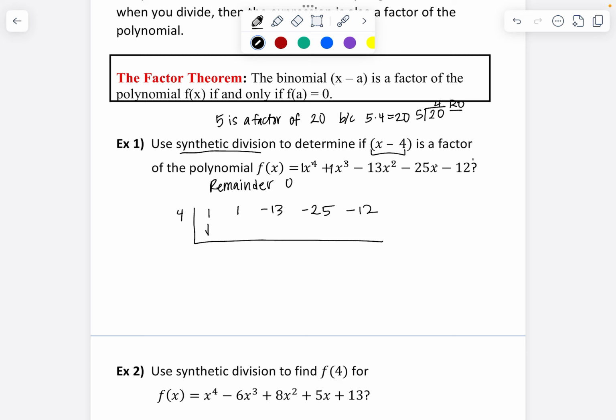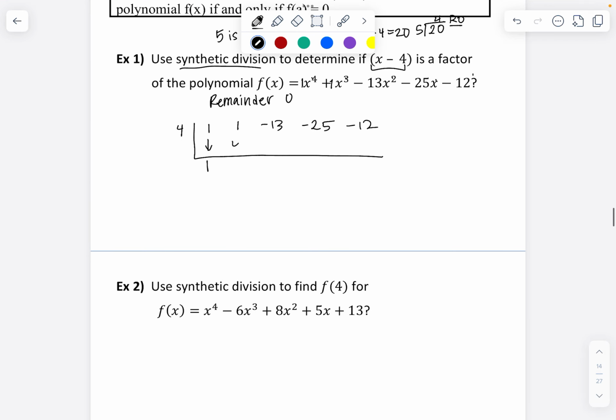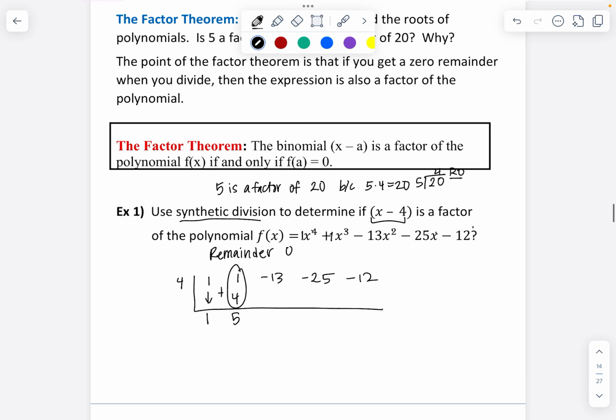And so first step, bring down the 1, multiply. 1 times 4 is 4. Add these two numbers and you get 5. Multiply 5 times 4 and you get 20. Add these two numbers and you get 7. 7 times the 4 is 28. Add these two numbers and you get 3. 3 times 4 is 12. Add these two numbers and you get 0.